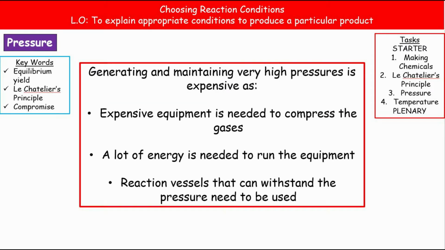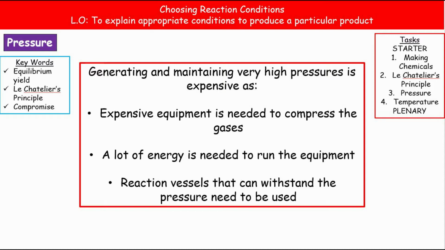Let's delve a little bit deeper into the ideas about these problems. If we look at the cost side of things first of all, if we're considering having high pressures, then we do have a cost impact here. Because when we generate and maintain very high pressures, it becomes really expensive. There's a few different reasons for this. So the first one is that we're going to need equipment to actually compress those gases and get the high pressure. And that equipment is expensive to start off with.